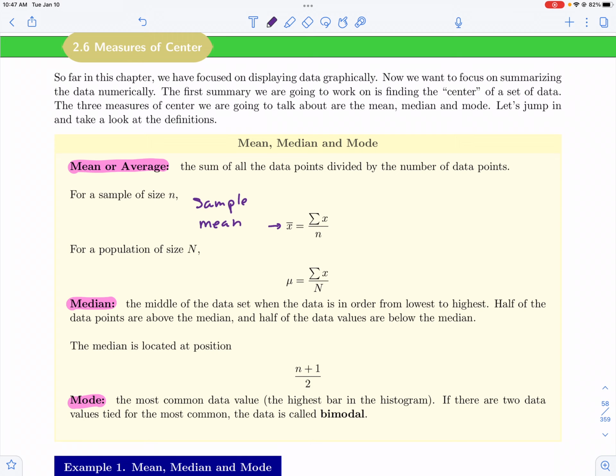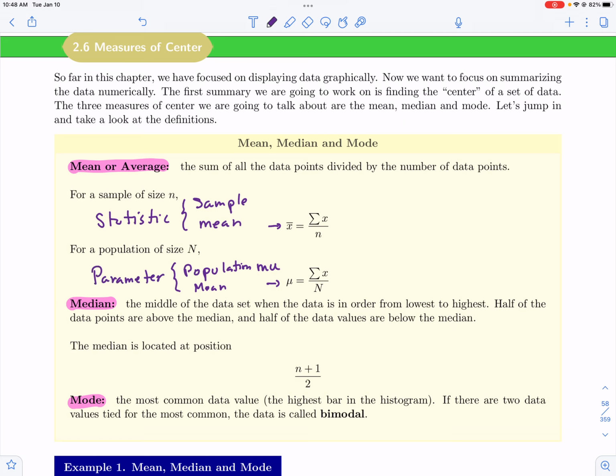Again, this is going to be a statistic, just to remind you, because it's the mean that we're getting from the data that we actually collected ourselves. It's going to be our sample data. So this is our sample mean, whereas the one that has the Greek letter mu is going to be our population mean. And so this would be our parameter.